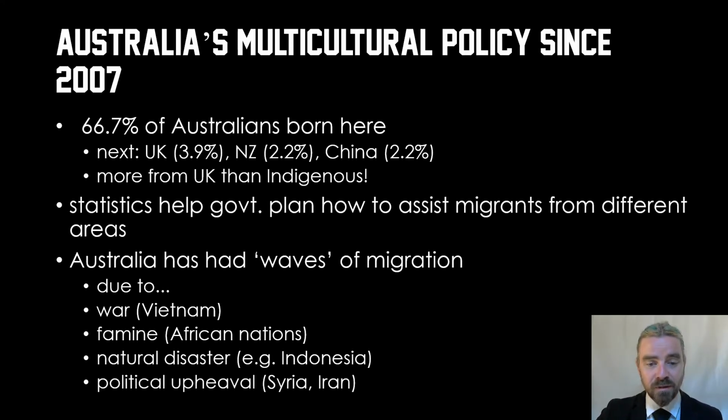And the last one, and this is really common, political upheaval from countries like Syria, where there's a civil war going on, and Iran, where there's an authoritarian regime. So a lot of people might move from Syria, Iran, Palestine to Australia, where you could say that it's a bit more politically stable.